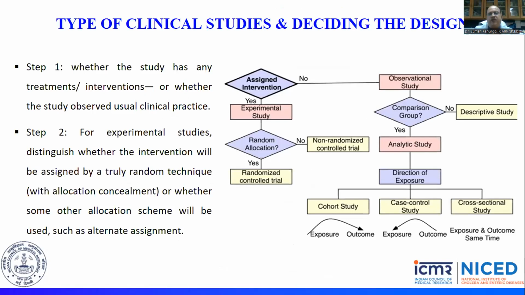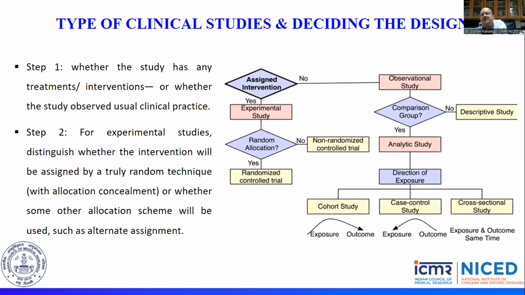Whether the exposure or intervention is assigned or not. If we do not assign, if it occurs naturally, this intervention or the exposure, it is an observational study. If we assign the intervention, it becomes an experimental study. Now, in assigning the intervention, whether it is by random allocation or not. If we randomly assign, it is a randomized control trial. If it is not, then it becomes a non-randomized trial.